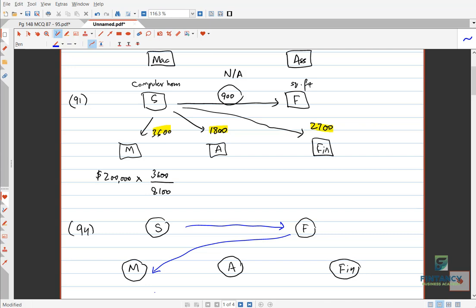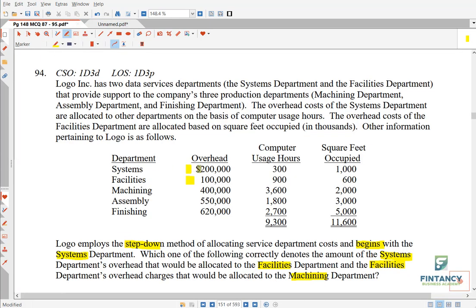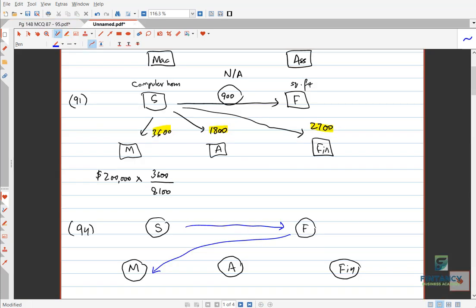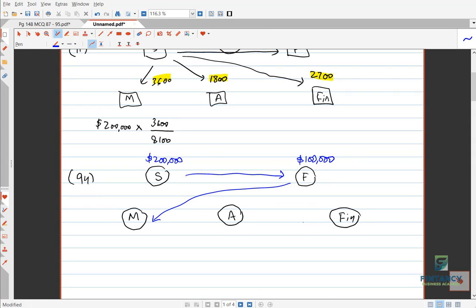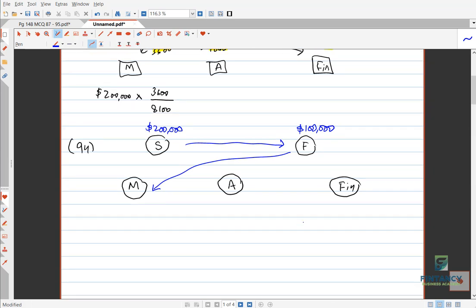Okay. So first of all, my friends, we need to know how much the overhead of systems is. Remember how much? 200,000. And how much is the overhead of facilities? 100,000. So this is 200,000 and this is 100,000. So the first answer should be: out of this 200,000, how much should go to facilities? Right or not, everyone?